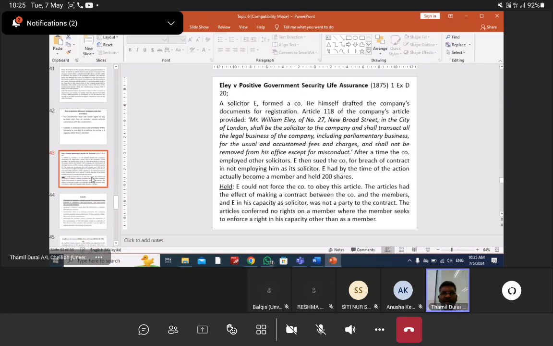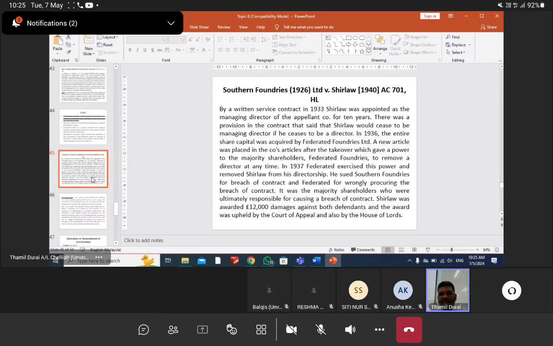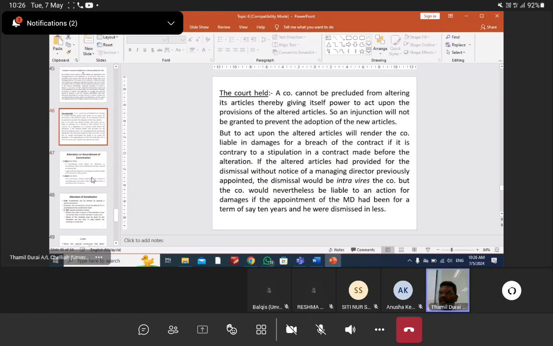Okay, right. Important case, Eley v Positive Government Security Life Insurance. Although the outsider cannot prevent the company from amending the constitution, the third party can still seek remedy, Southern Foundries, if they have a separate contract. Okay, right. So now, who is Farid? Is an outsider. Can the company remove clause 10?